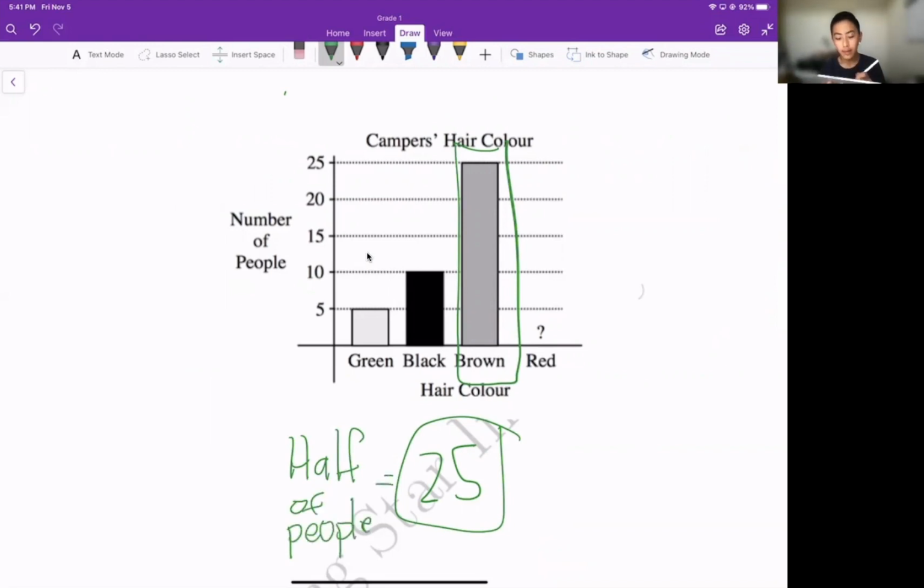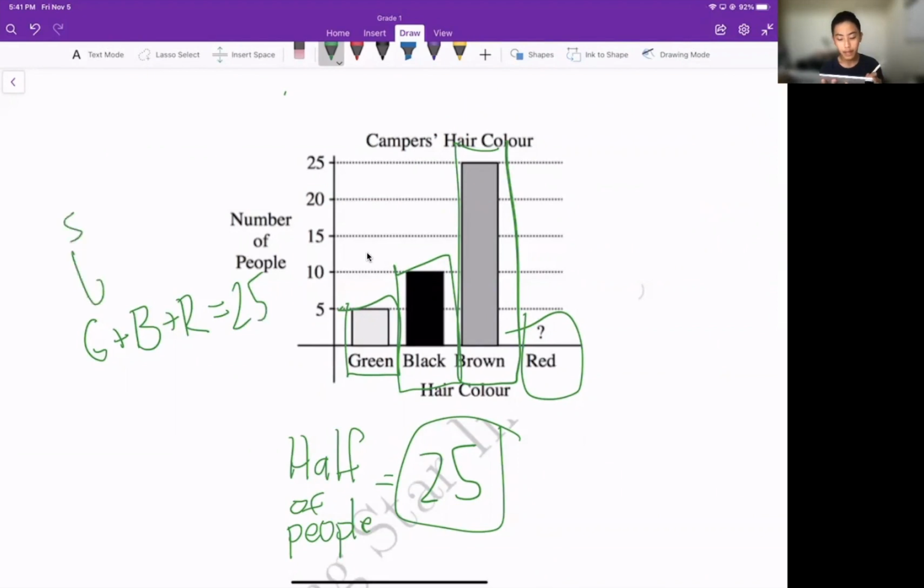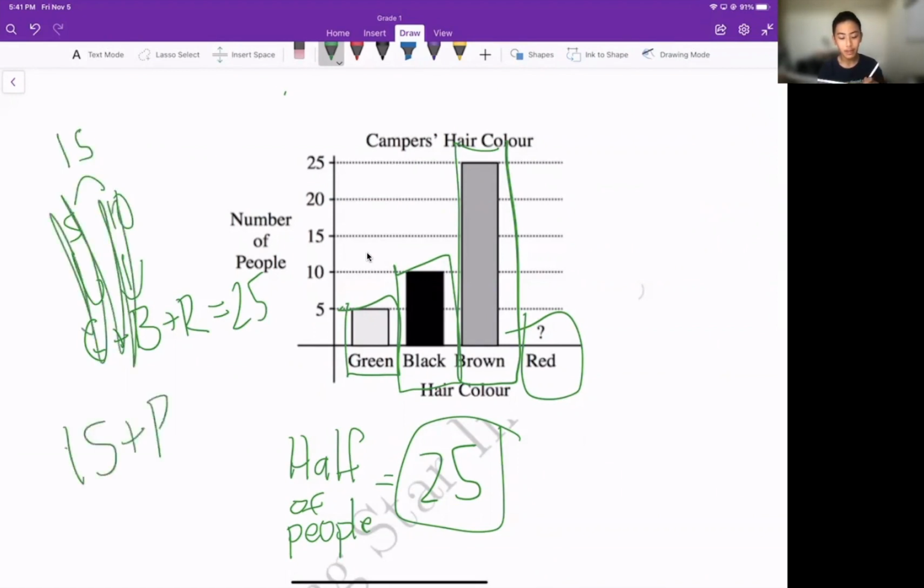So we know that the number of green hairs, black hairs, and red hairs should also equal 25. And we already know that green is 5, and we also know that black is 10, and together that's 15. So we can rewrite the equation by saying 15 plus r equals 25. And so thereon, we can figure out that the number of redheads equals 10 people.